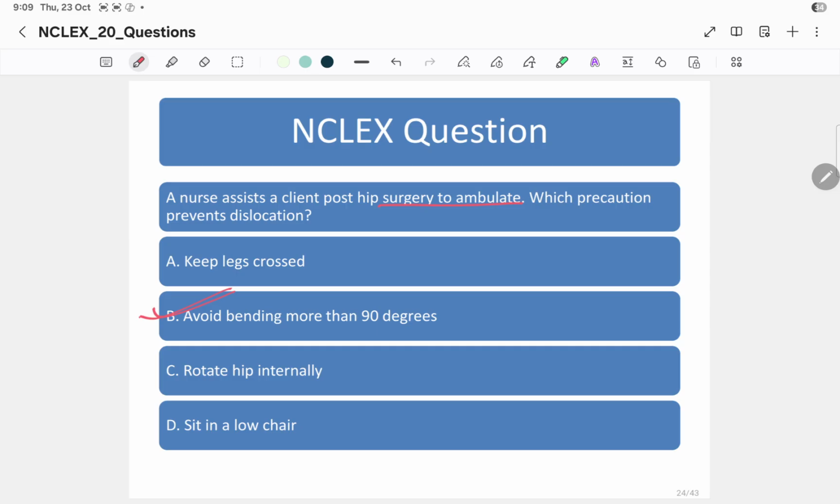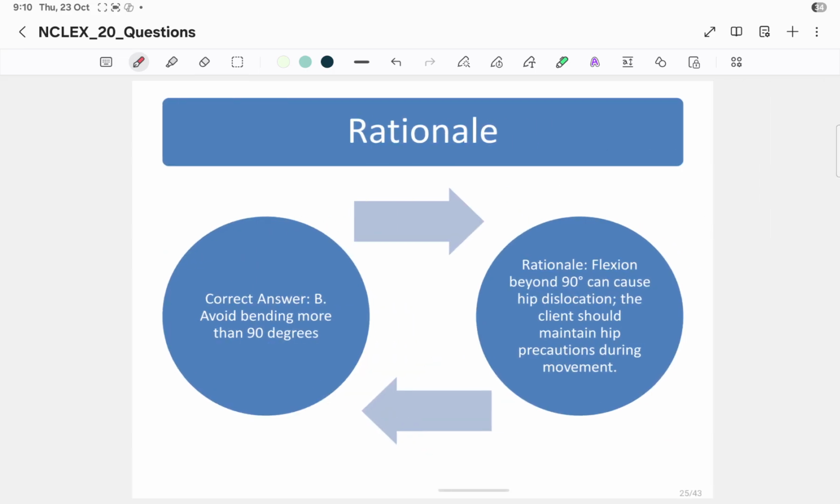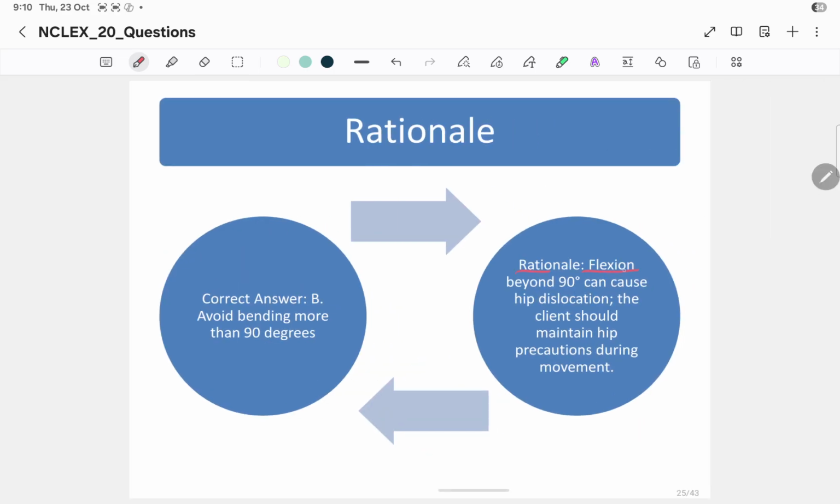To prevent hip dislocation, the client should avoid bending more than 90 degrees. Should not keep the legs crossed, should not rotate the hip internally, and should not sit in a low chair. Okay? And avoid bending more than 90 degrees. Rationale: flexion beyond 90 degrees can cause hip dislocation. The client should maintain hip precautions during movement.